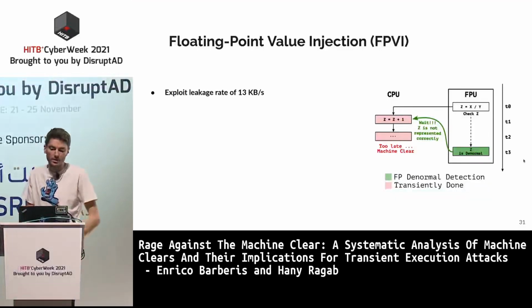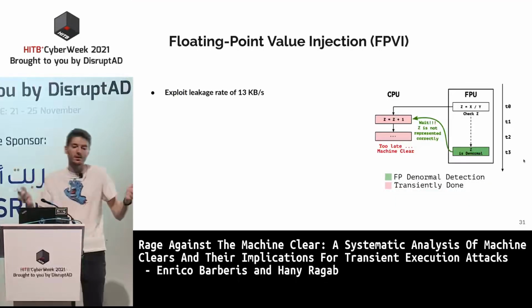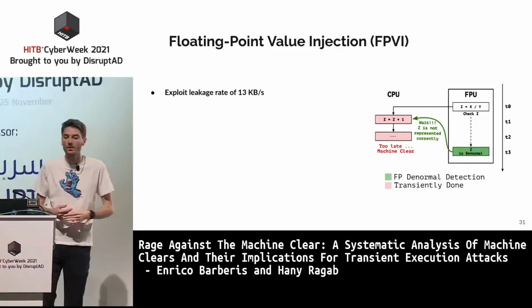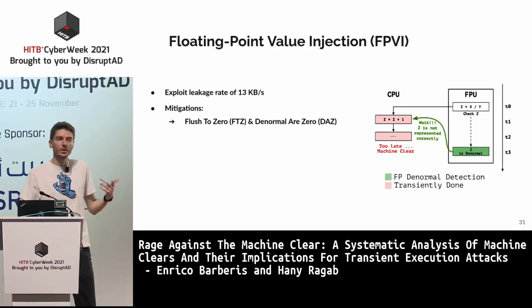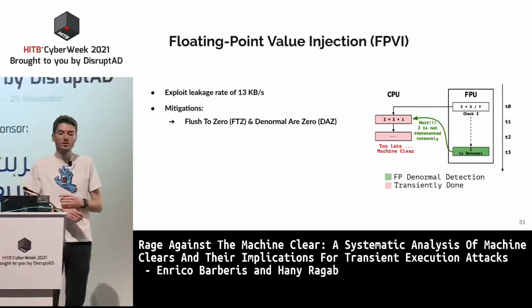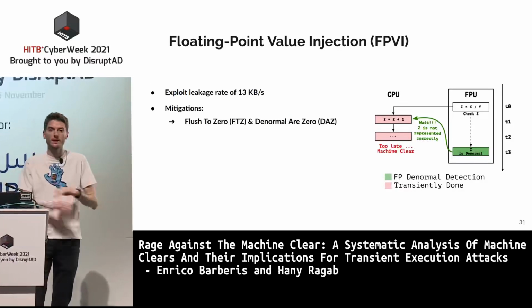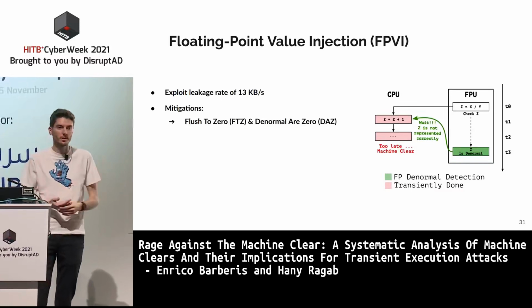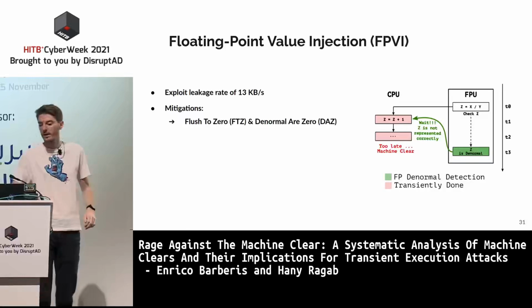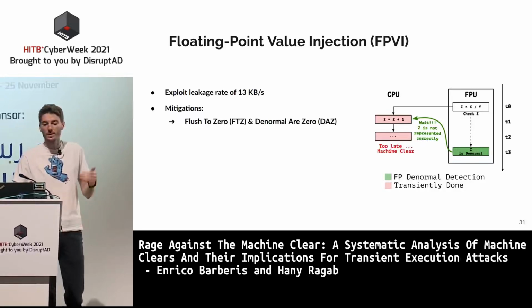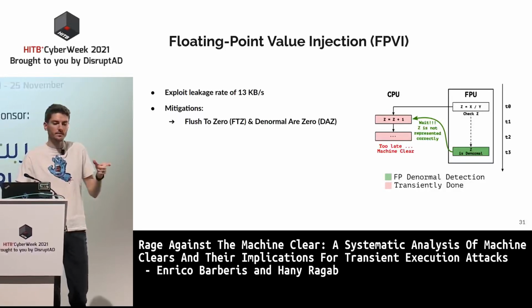Now you may ask, what is the leakage rate? Well, it's quite high for this kind of attack. It's 13 kilobytes per second. And how can we defend against it? Well, there are multiple choices. The first one is to disable entirely these special floating point numbers. There are some registers in the floating point unit to do that. But it's not a viable solution because many programs actually work based on this representation.